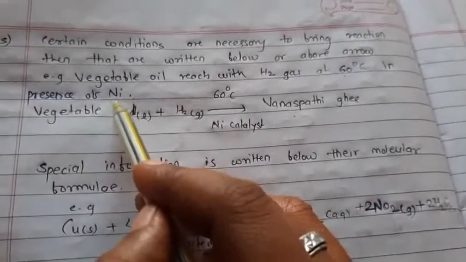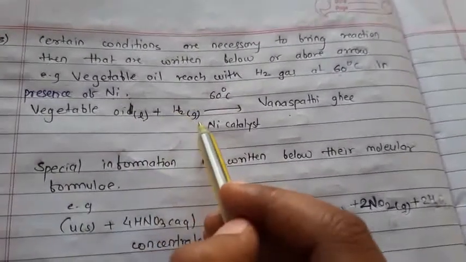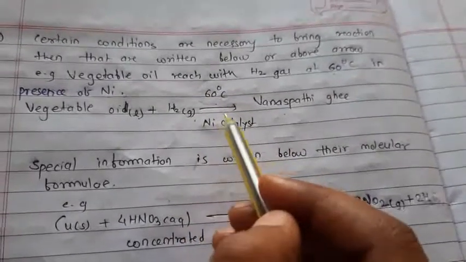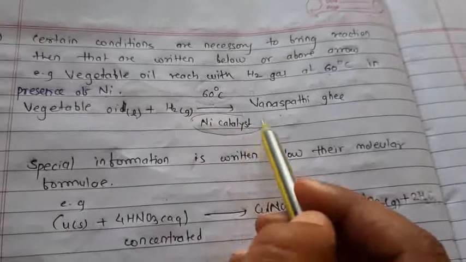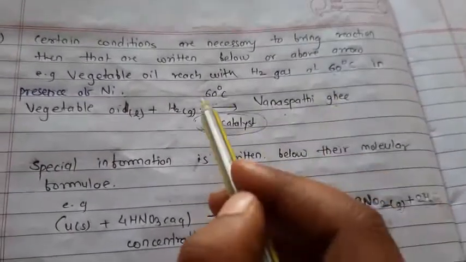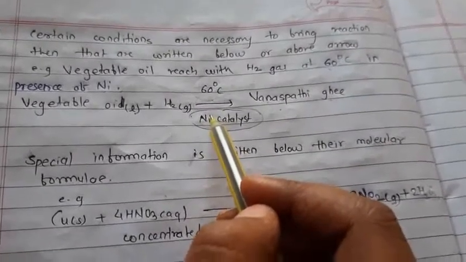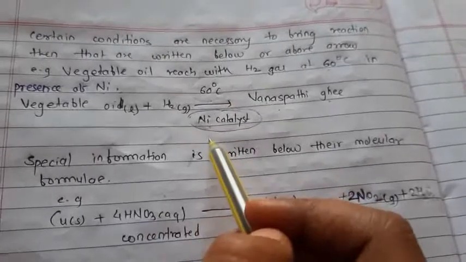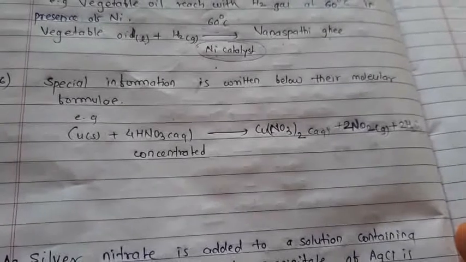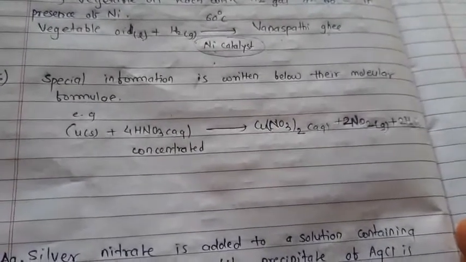So this can be written as vegetable oil, which is in liquid state, plus hydrogen gas. Condition of temperature is written above the arrowhead and presence of catalyst is written below arrowhead. This produces vanaspati ghee. So special information about the reaction or special condition about the reaction is written above or below the arrow symbol. Next is, special information or names of reactants and products are written below their formulae.